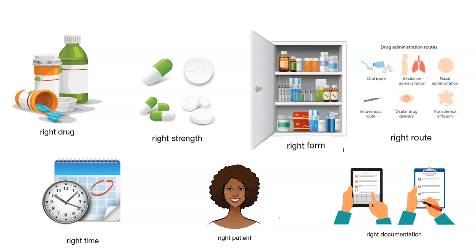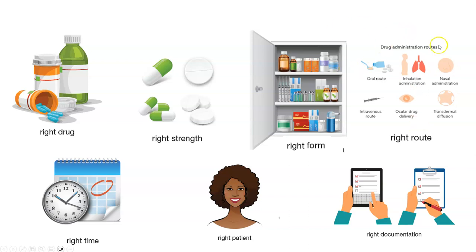Right strength. Okay, do we need 5 milligrams or do we need 10 milligrams? Is it the right form? Is it the tablet? Is it the capsule? Is it the extended release? Is it injectable? Was it supposed to be given IM, but they injected it intravenously or vice versa? So we need to make sure that we're providing the drug in the right form.